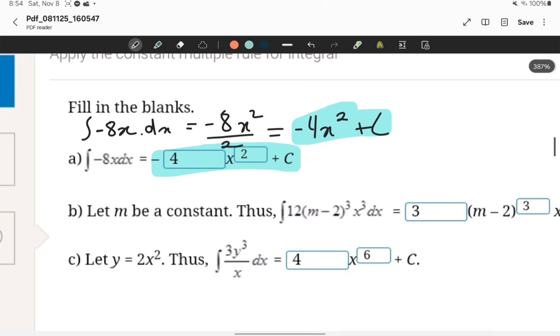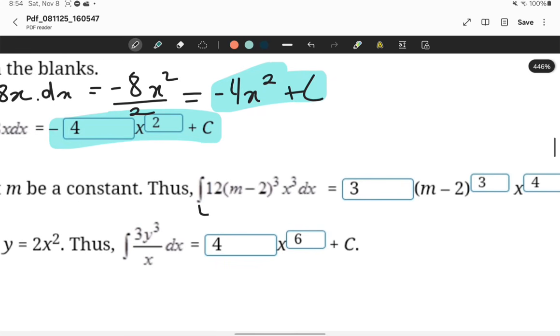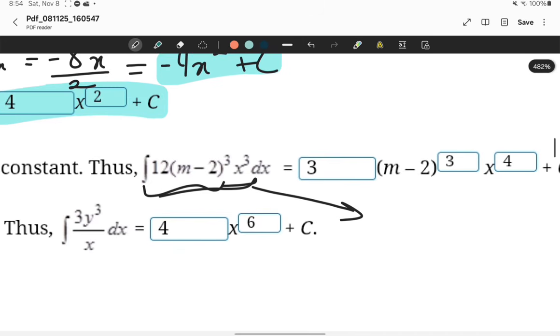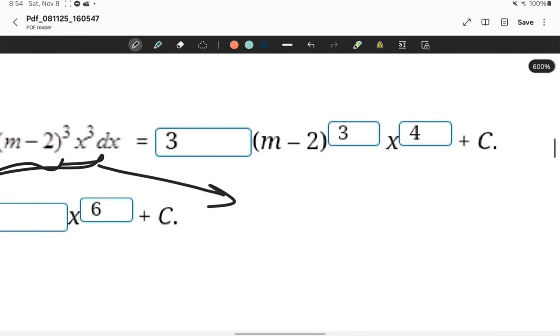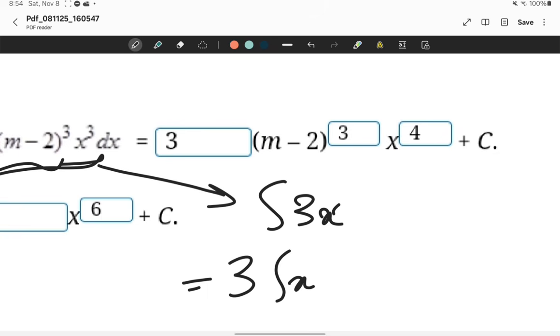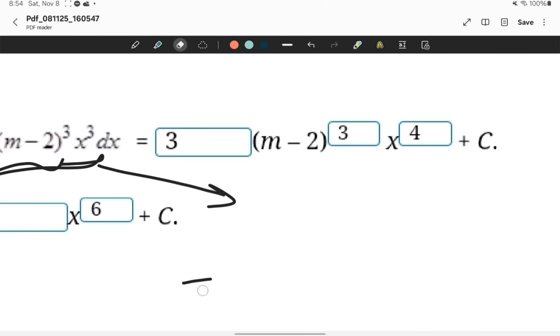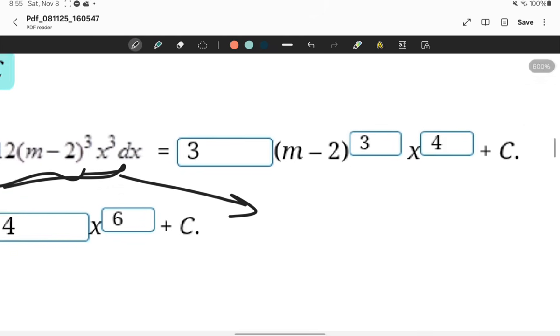Part B, they're saying let m be a constant, thus this part is what? The integration of this is what? When you have anything as a constant, and you have the integration of 3x, for example, this isn't related, but it's explaining, this is the same as saying 3 times the integration of x. You can take out the constants and just multiply by them later. So that's what we're going to do for this question. I will rewrite it here.